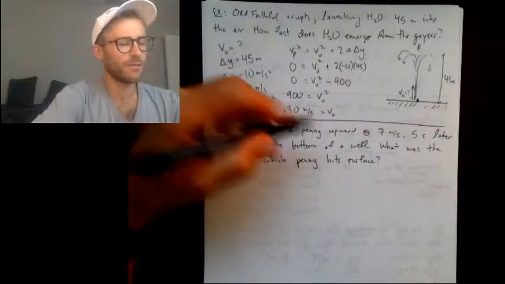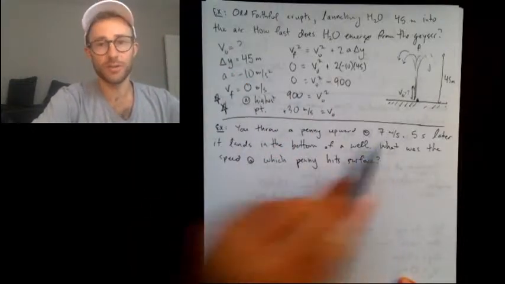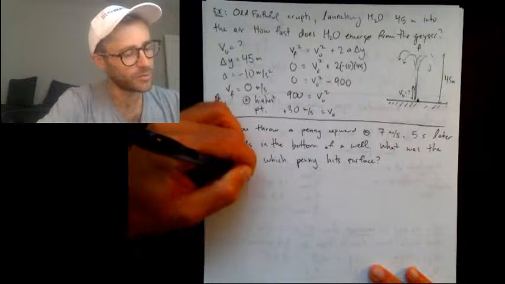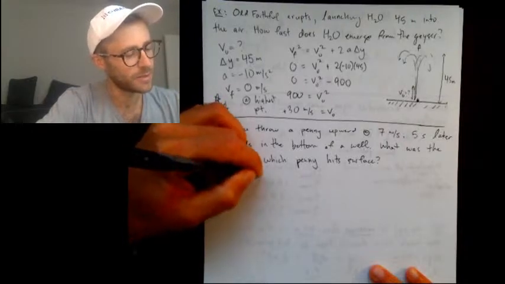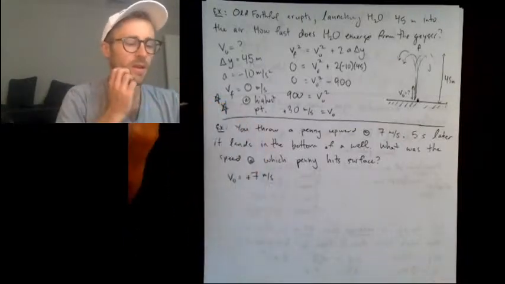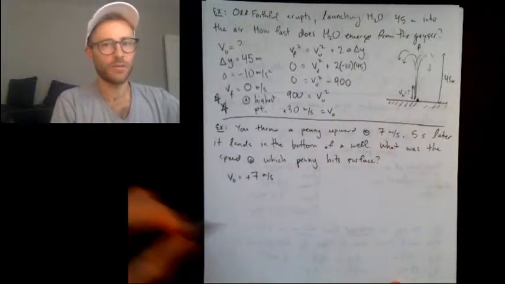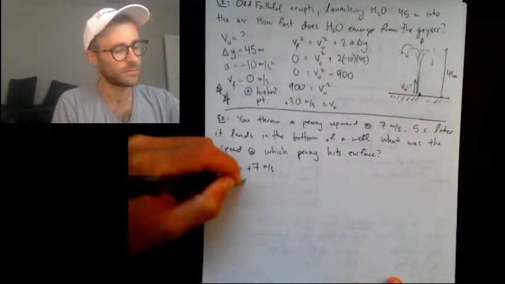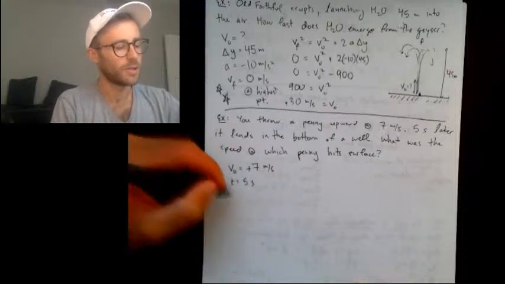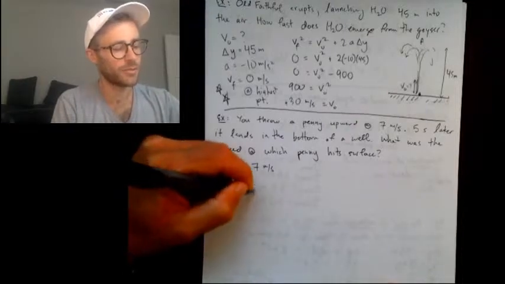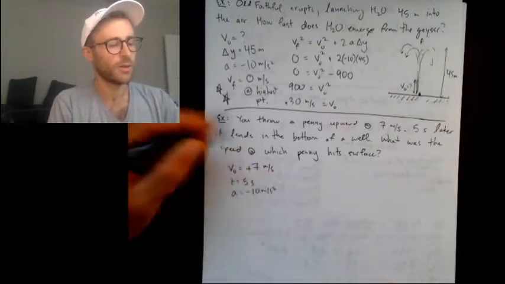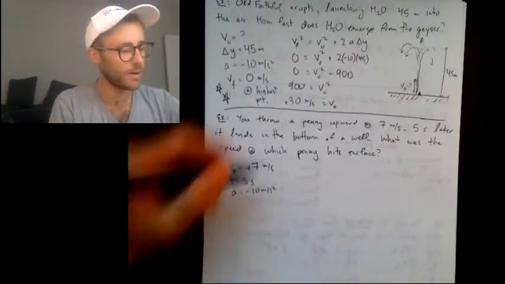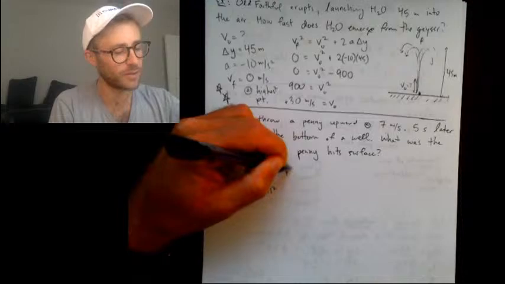Okay, so you throw the penny upward at 7 meters per second. So that means that v initial is plus 7 meters per second. The time is 5 seconds. The acceleration is negative 10 meters per second squared. And we want to know what was the speed at which the penny hits the surface. So we're asking for v final.